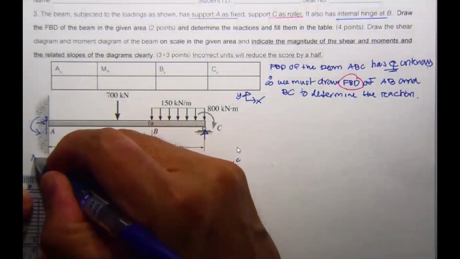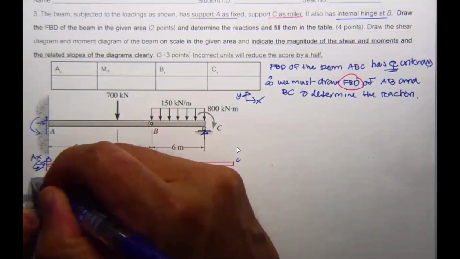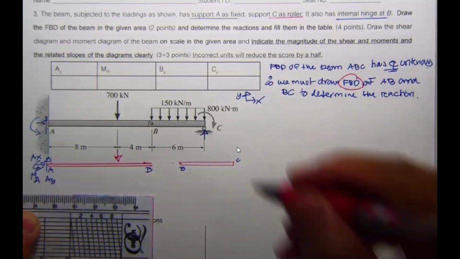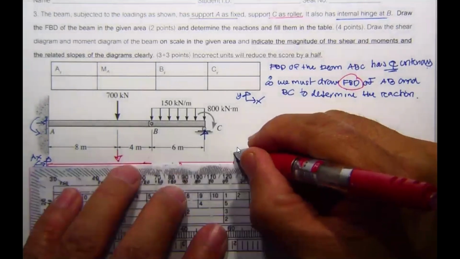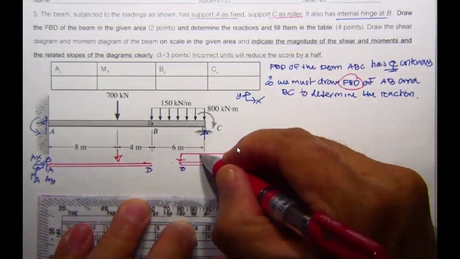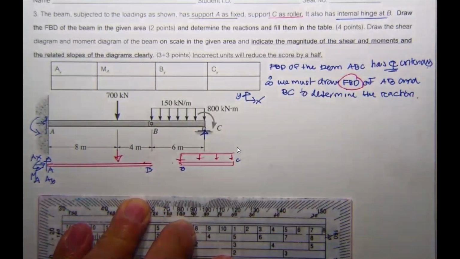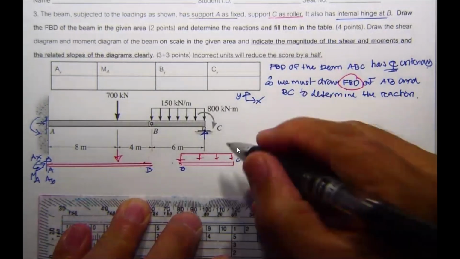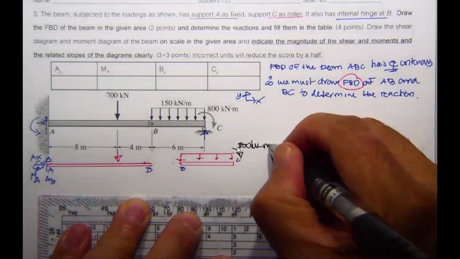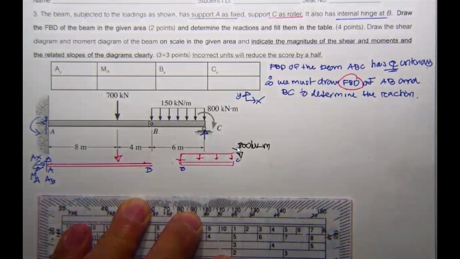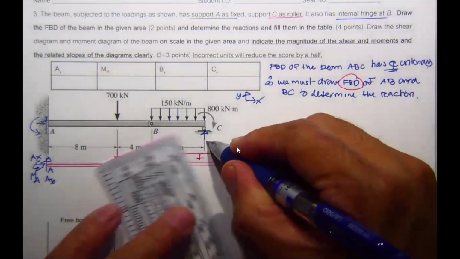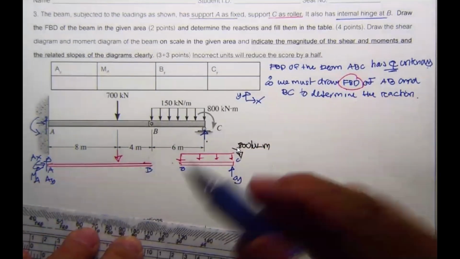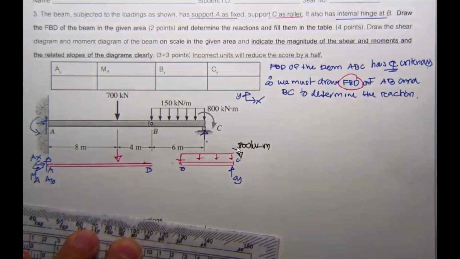This one is going to be A sub X, and this one is going to be M sub A. For the second portion, it is subjected to a uniformly distributed load and also an external moment of 800 kilonewton meter. We have the reaction at the roller to be C sub Y. Now we have an internal hinge at this point B.